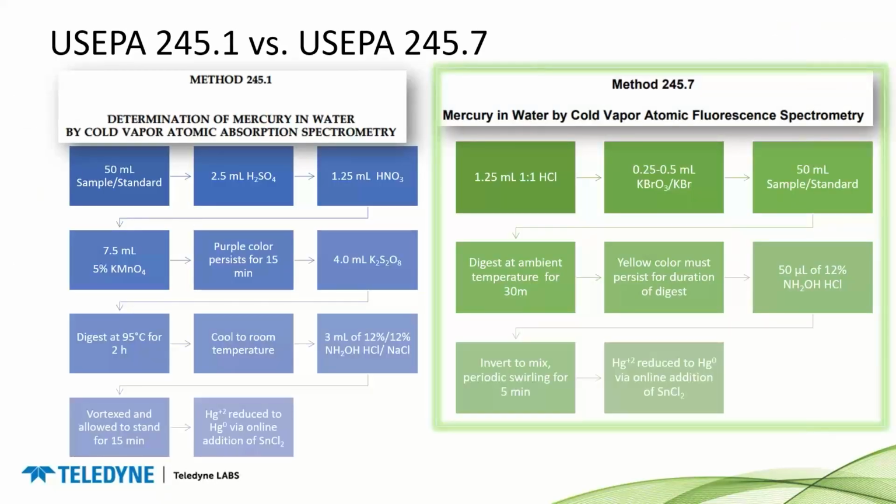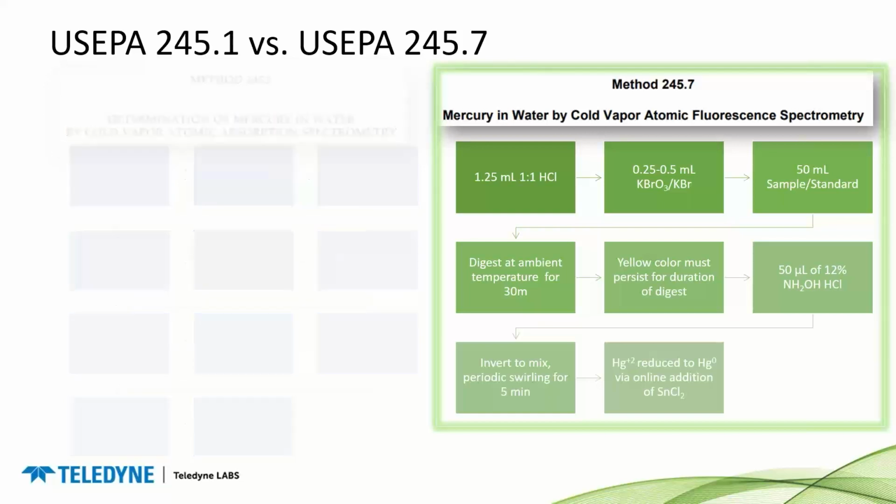So let's move on to 245.7. This is the non-gold, flow-through atomic fluorescence method, and it's a very sensitive technique. For this, you actually start by adding your acid and your preservative to the tube before you add your sample. It just keeps the mercury in a nice stable form. So you'll add your acid, add your preservative, and then your 50 ml sample.